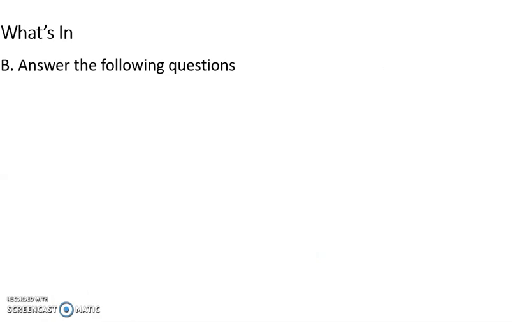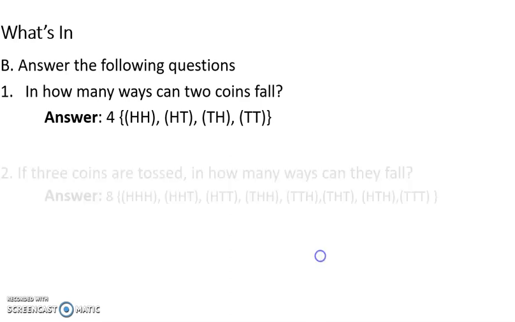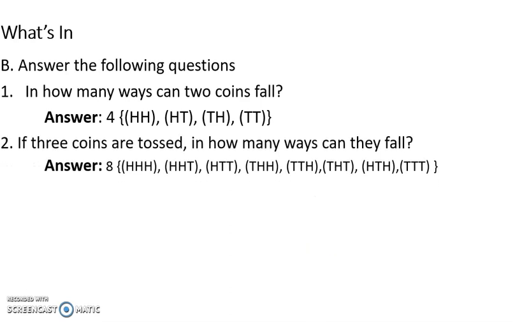Letter B, answer the following questions. Number 1, in how many ways can 2 coins fall? Answer, there are 4 possible ways, and those are head-head, head-tail, tail-head, or tail-tail. If 3 coins are tossed, in how many ways can they fall? So there are 8 possible ways, and these are the possible outcomes.